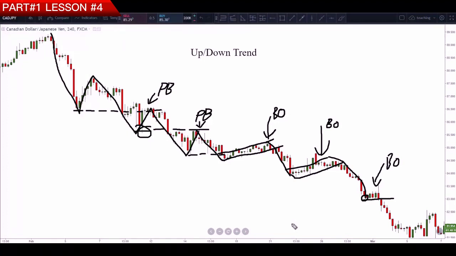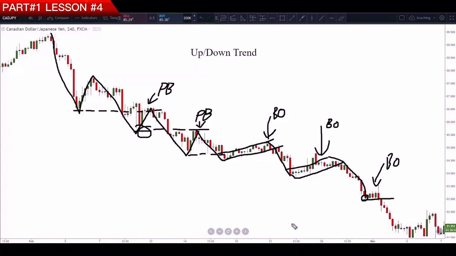We just took a look at pullback trades and breakout trades in a very, very simple way. Later on in this course, we'll be going over real strategies that we create based on knowledge like this in the advanced sections. But right now, we're just looking at general knowledge of how to read price action.